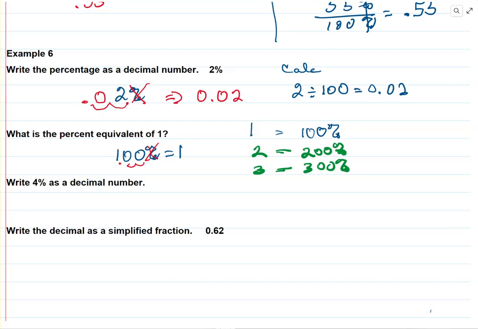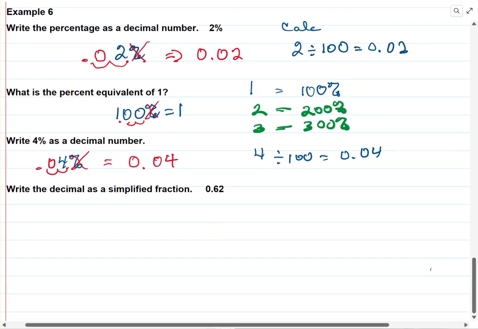Now they want what is 4% as a decimal number. All right, 4%. We're going to cross out the percent, put a decimal, move over 2 places, insert a decimal point, and this is what we get. If we did it by calculator, we would have had the 4 divided by the 100 and gotten the same thing.